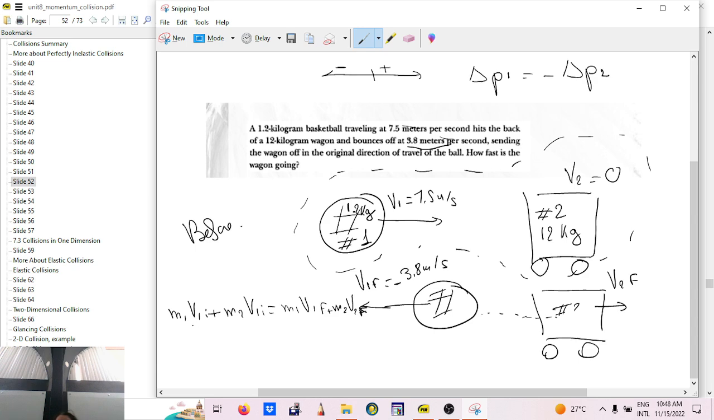So thing number 1 has a mass of 1.2, a speed of 7.5, plus thing number 2 is not moving at all, so I put a 0 here, equals, here, that's where you can make a mistake. That's the only way you can mess up with those problems, is to forget that velocity is a vector. So thing number 1, 1.2, and here you have a minus 3.8.